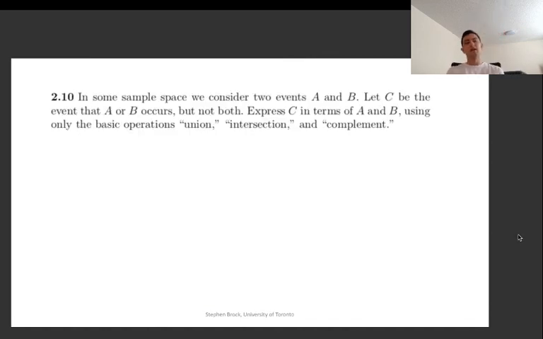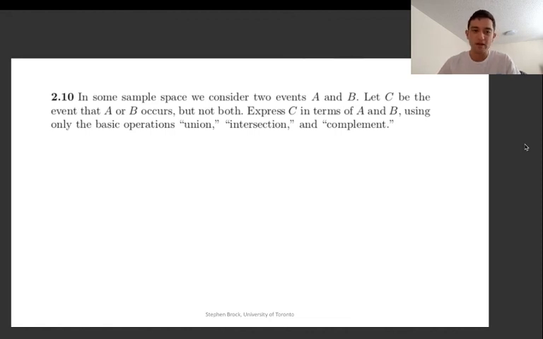All right, question 10. In some sample space, we consider two events, A and B. Let C be the event that A or B occurs, but not both. Express C in terms of A and B using only the basic operations using intersection and complement. I feel like we've already seen a question like this not too long ago in this problem set.